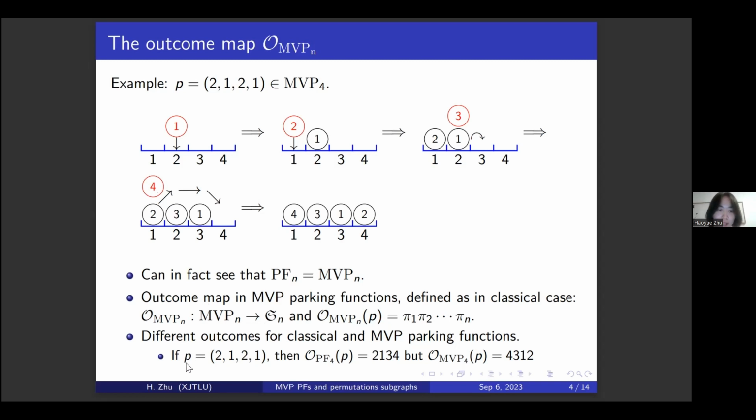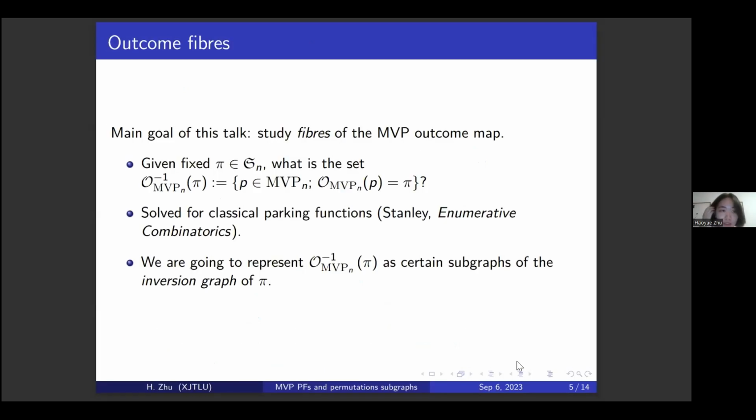And you can find when we use the same parking function 2, 1, 2, 1, we can get different outcomes. Map between the classical and MVP parking functions. Okay, so let's go to our main goal of the talk. We want to study the fibers of MVP parking functions, of the MVP outcome map.